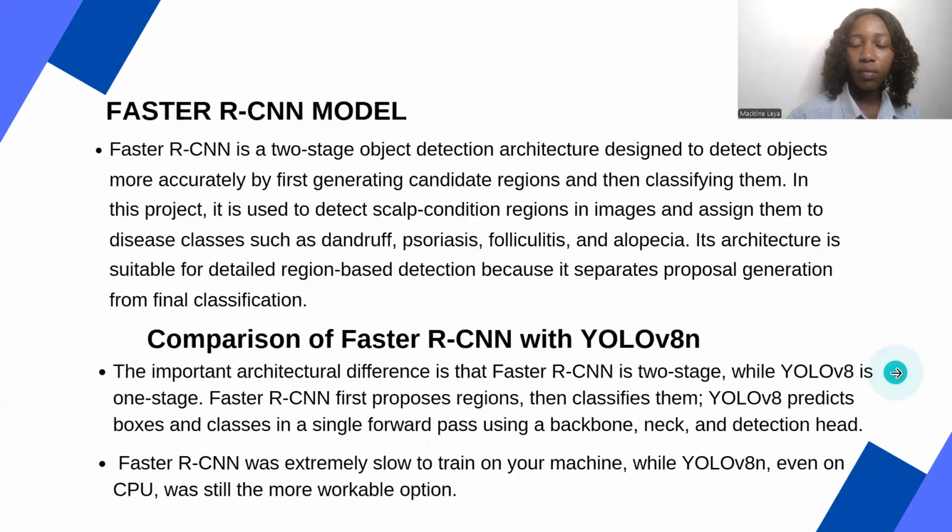After that, we have also the Faster RCNN. This one is a two-stage object detection architecture. Remember, for the YOLO, it was one-stage, but the Faster RCNN is two-stage. What do we mean by two-stage? It means that it first detects the regions with the conditions, the scalp regions which are affected.